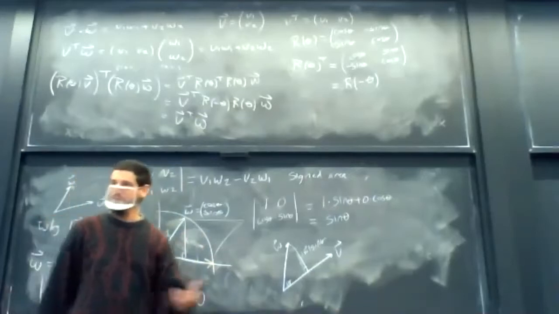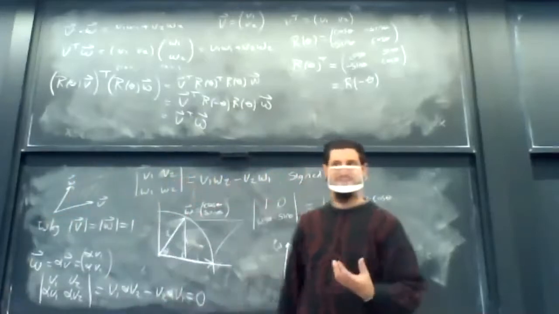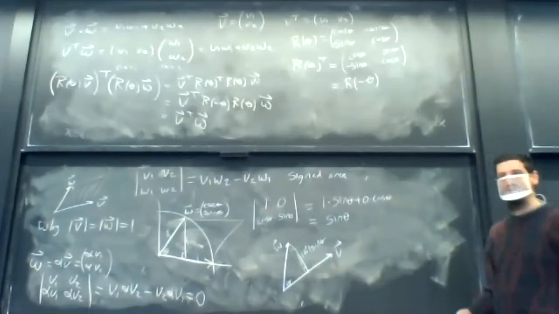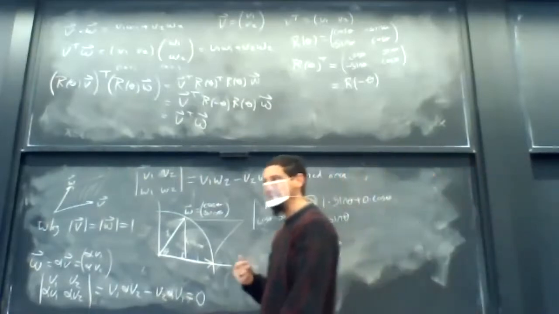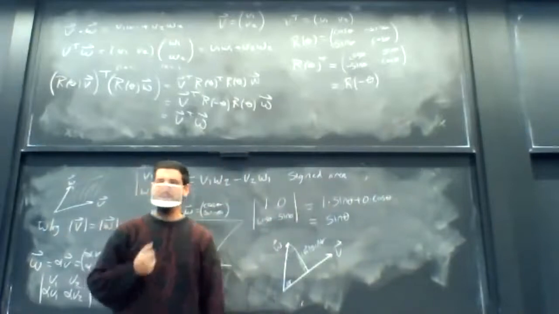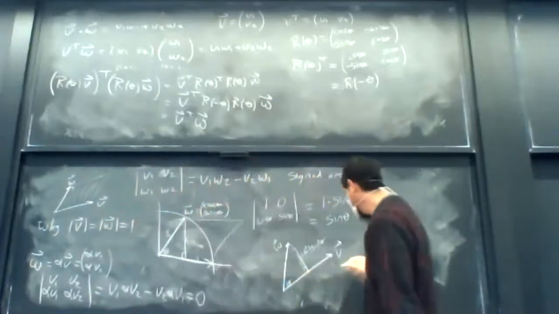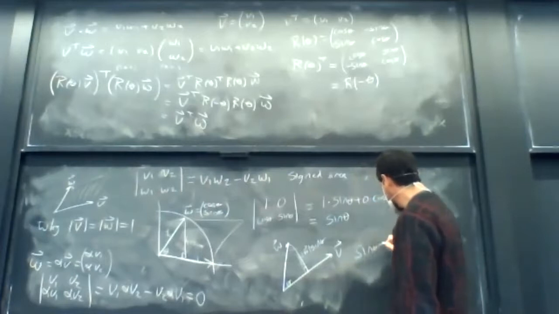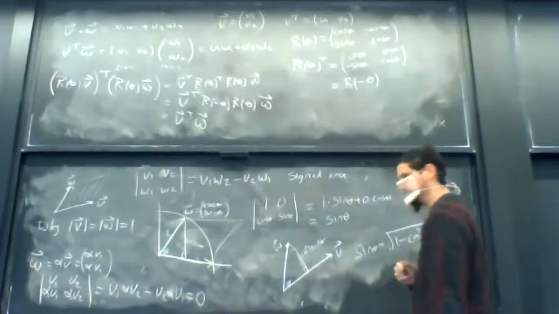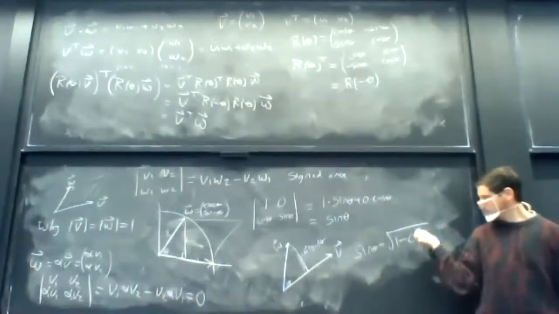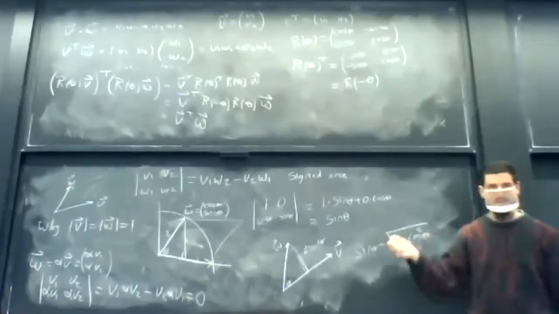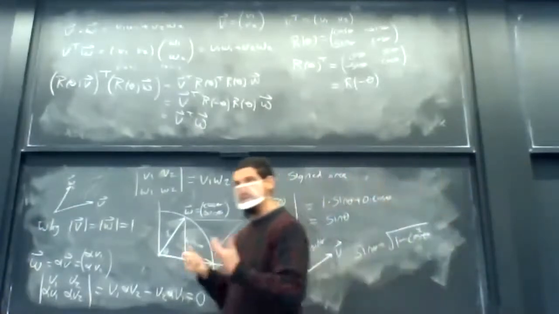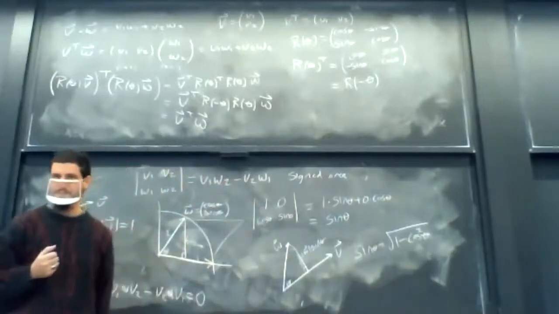Wouldn't it be wonderful if there was a formula relating sine and cosine? And there is, right? What's the relationship between sine and cosine? Sine squared plus cosine squared is 1. So the sine of theta is the square root of 1 minus cosine squared of theta. And so maybe we can use our dot product formula, put it in here, do some algebra, and when the dust settles, we will get our formula for the area.